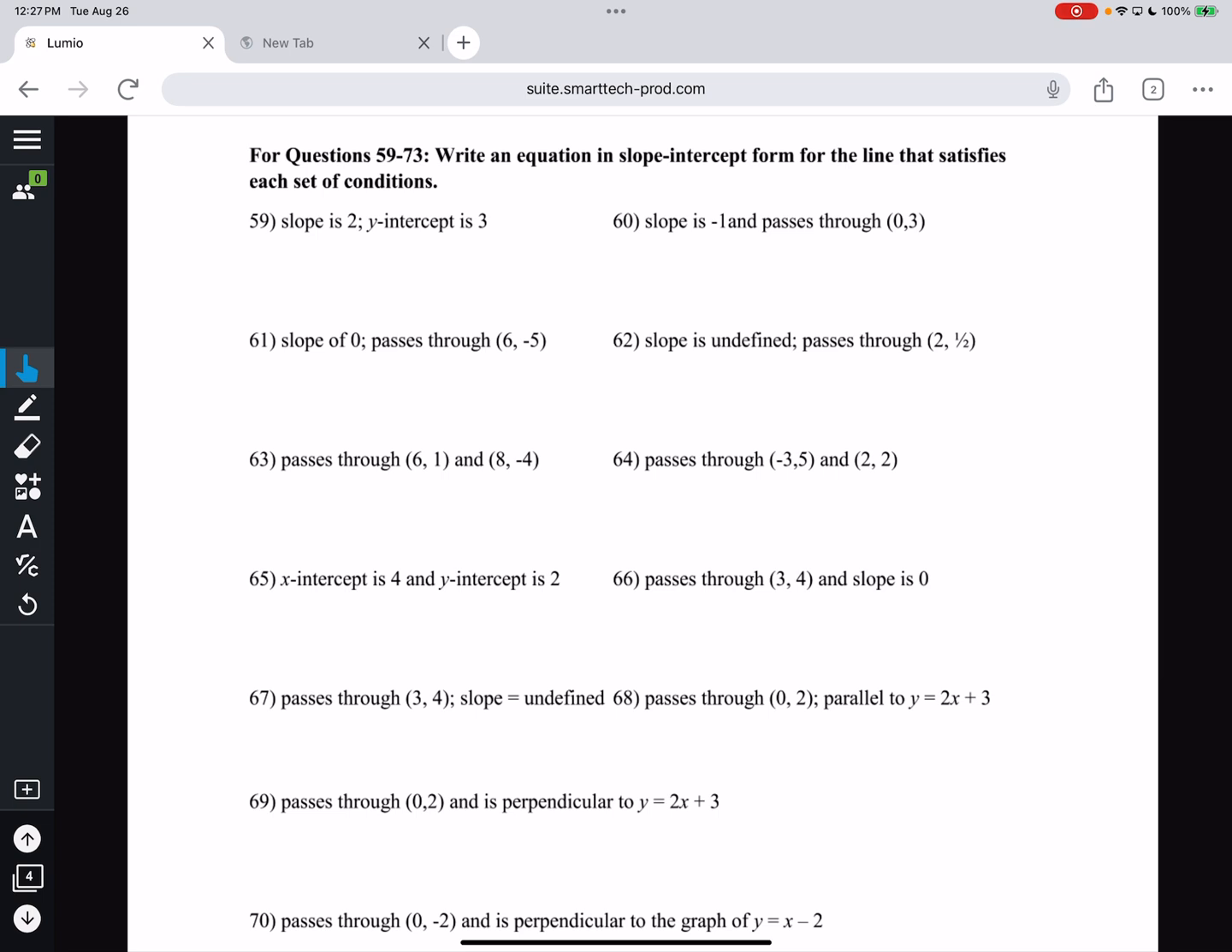All right, so we're going to have y equals mx plus b as our template. What is m? And what is b? That's your y-intercept. Okay, so for 59, this is like a no-brainer. You're given the slope and you're told what the y-intercept is. So you just replace the m and the b with that information. So y equals 2x plus 3.